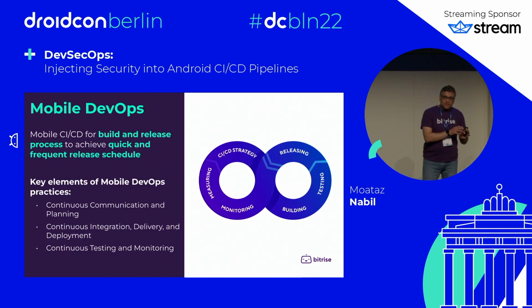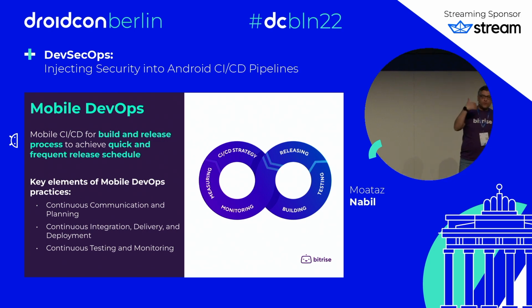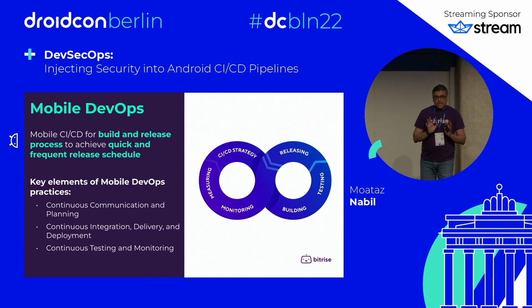Mobile DevOps itself is continuous integration and continuous delivery, a continuous process to implement, to be able to release your application frequently with speed and with quality as well. So you have here six key elements for continuous.